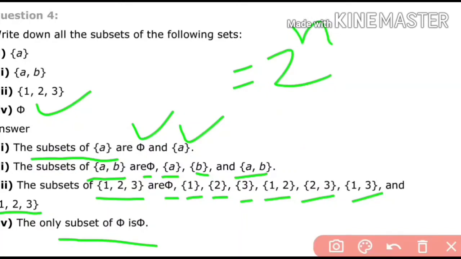So in the first question you can check how many elements there are: 1 element, so the number of subsets will be 2. In the second question we have 2 elements, so 2 power 2 means 4 subsets we have. Now look here, we have {1, 2, 3}, so the total number of subsets will be 2 power 3, which means we have 8. Okay, and in the last we have the null set, which means we have 0 elements, so we have one subset.